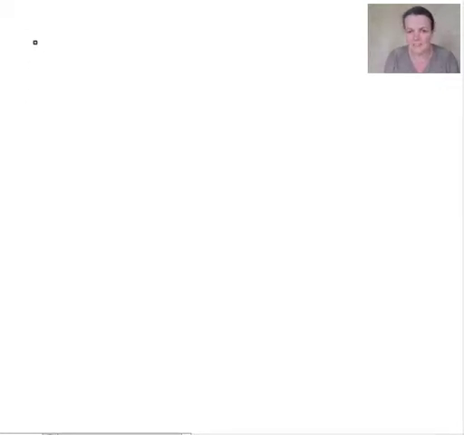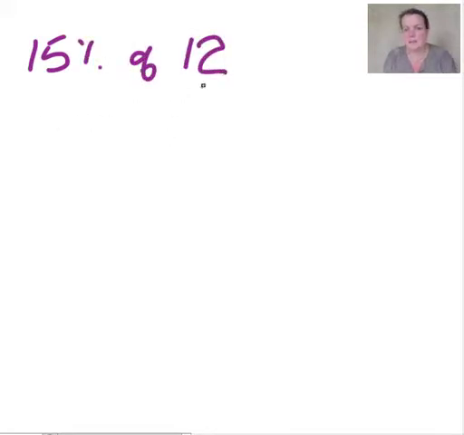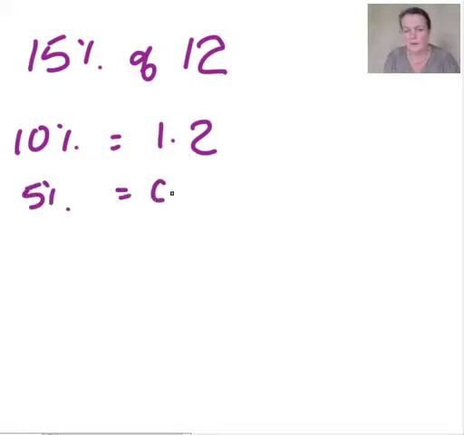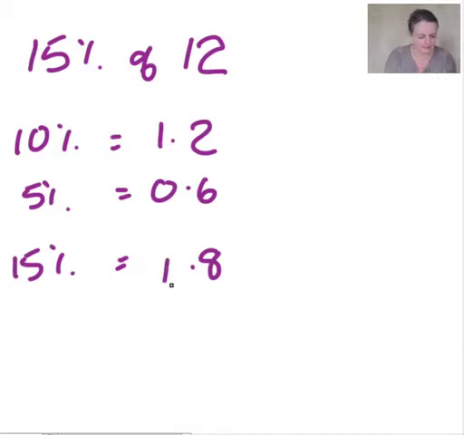15%. Now this is one where we can take shortcuts again, isn't it? 15% of 12. 10% equals 1.2. 5% will be half of that, which would be 0.6. £1.20. Half of that would be 60p. Add the two together to make 15%. So that would be 8. Bring down the decimal. 1.8. Ta-da!